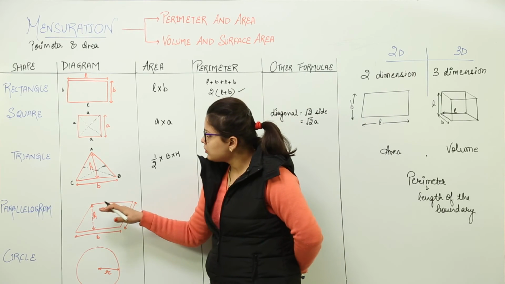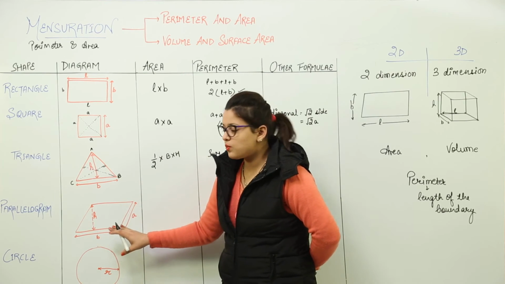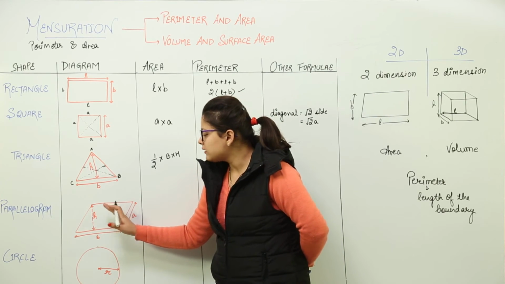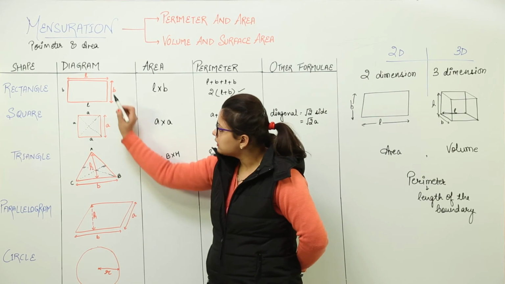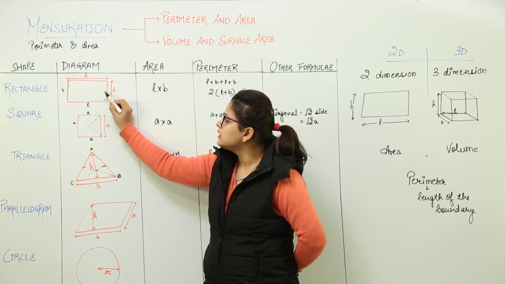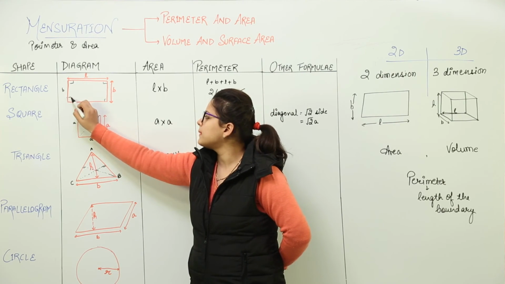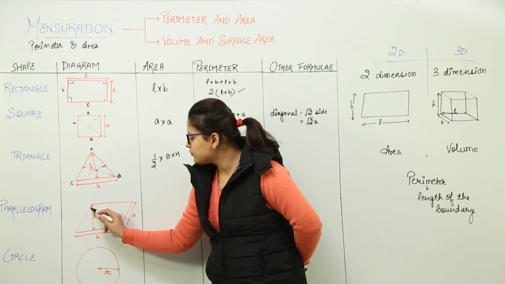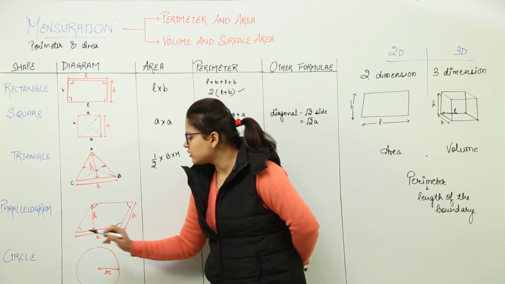Now see, a parallelogram looks a lot like a rectangle, but it is not. Why? Because here the opposite sides are equal and parallel, but they are at some angles. Over here you would compare that in a rectangle all your angles are 90 degrees, but that is not the case in a parallelogram. Over here you would notice the angles would be different, right? So this makes it a parallelogram and not a rectangle.